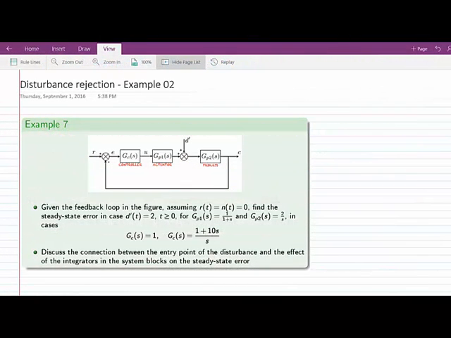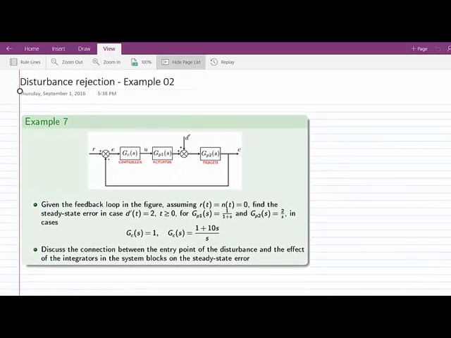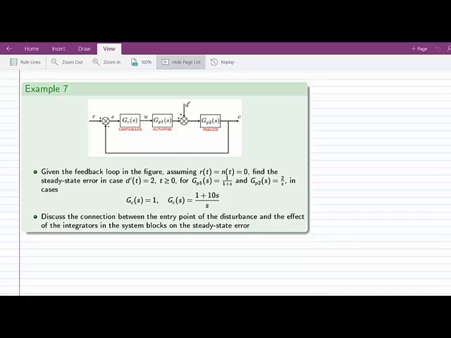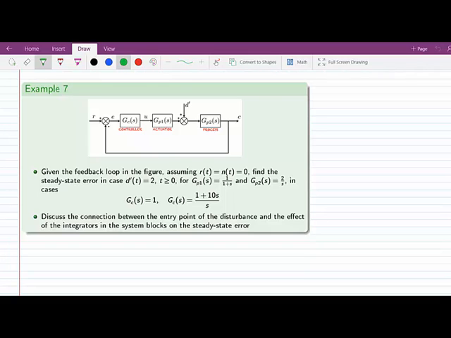Hi everyone, in this video I will go through an example for the disturbance rejection of the closed loop system. So here we have the system. As you can see, there is the reference signal, the disturbance, and although it's not shown here, we would have a noise signal, sensor noise signal added to the system here.